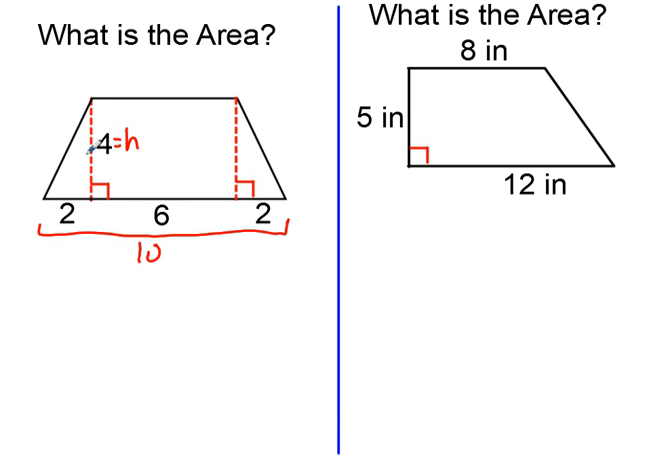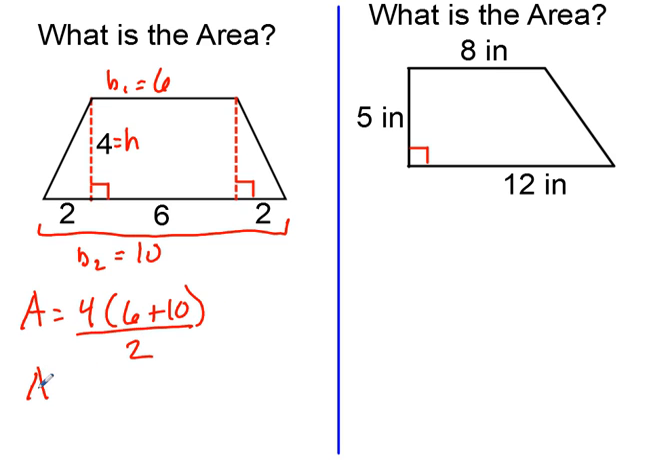And if I think about the fact that this would be a rectangle, I think I need to slide the 6 up here, and I have my base number 1. Now let's plug this into our formula. The height is 4 times base 1 is 6 plus base 2 is 10, all divided by 2.